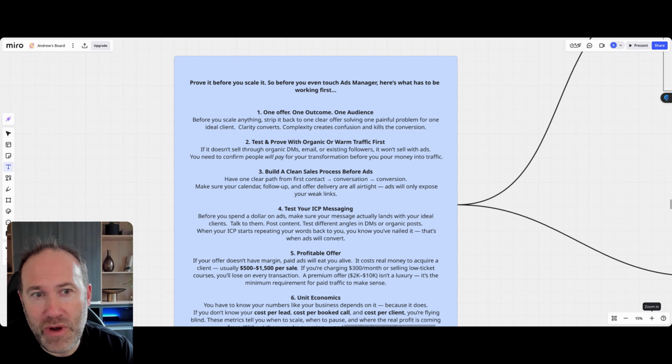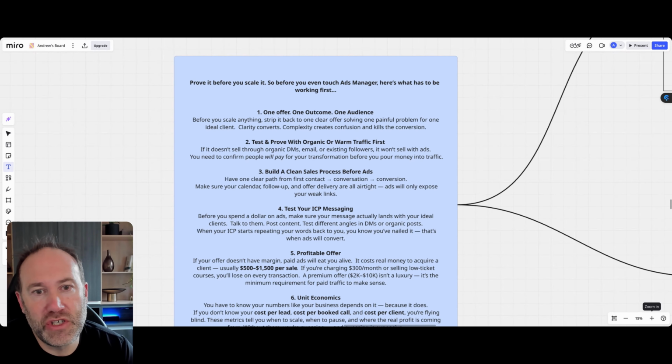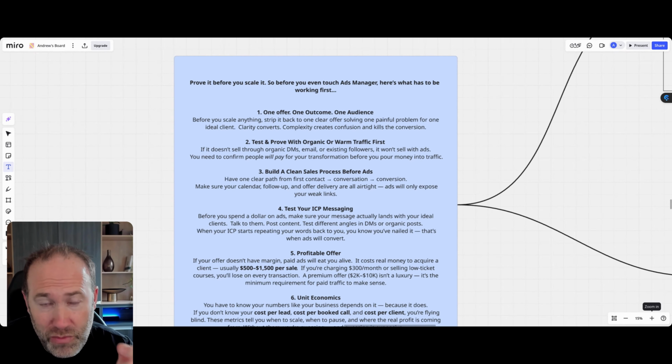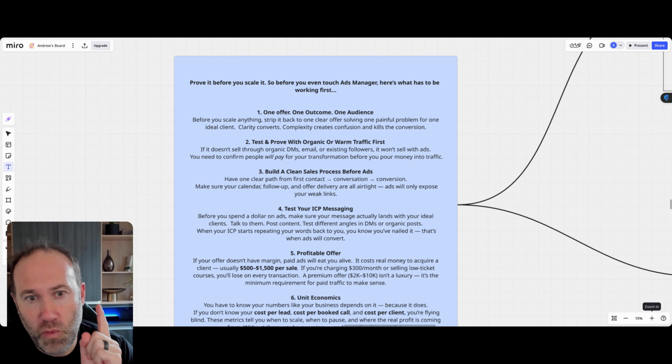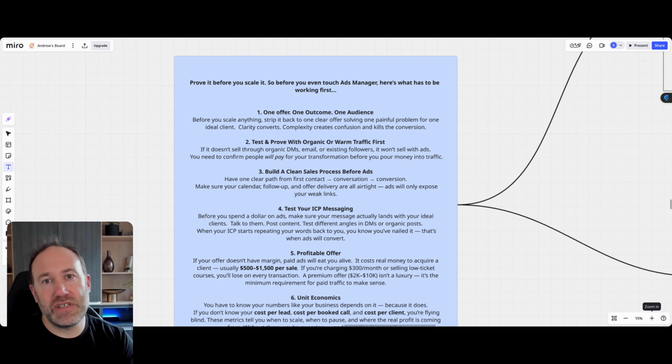Before you get anywhere near the ads manager, you've got to make sure some fundamentals are working first. The first one is you've got to make sure your offer is right. Is your messaging clear? What problem are you solving? You've got to have one offer, one outcome, one audience. Strip it back to one painful problem for one ideal client. Clarity is what helps your ads, your messaging cut through and convert.